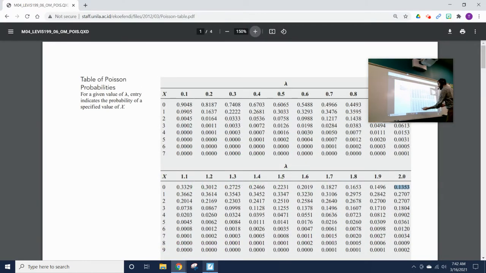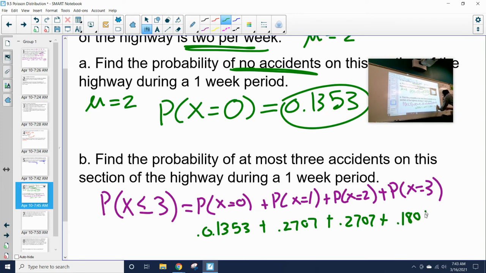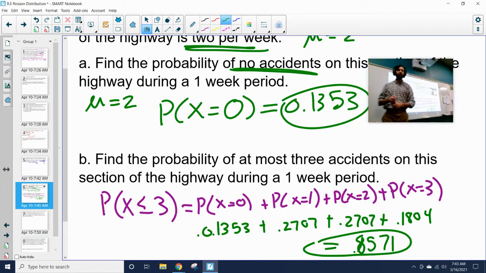And so we would look at, here's my 0, here's my 1, here's my 2, here's my 3. So I would take these 4 numbers in this last row and add them together. So for us, that would be 0.1353 plus 0.2707 plus another 0.2707. Sometimes the probabilities turn out to be the same. Plus 0.1804. If we add all of these together, we get 0.8571. So the probability of there being at most 3 accidents is about 86%.